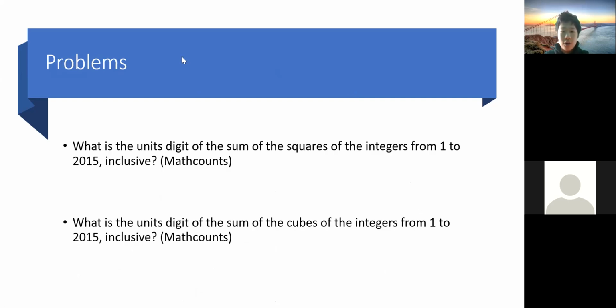2 really quick ones here from the Mathcounts competition. We'll do the first one. The second one is very, very similar, basically the same thing. Let's do the first one here. Find the pattern.